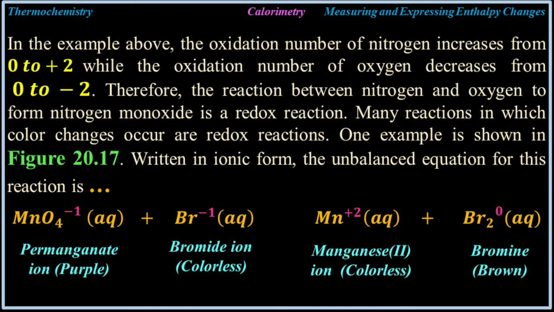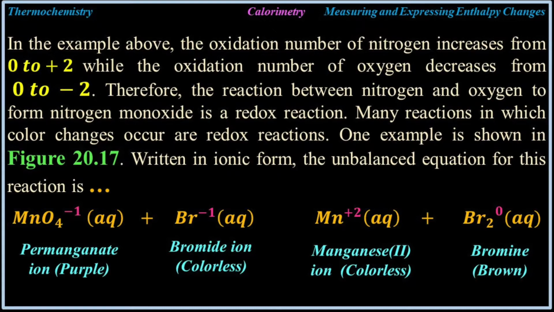In the example above, the oxidation number of nitrogen increases from 0 to +2, while the oxidation number of oxygen decreases from 0 to -2. Therefore, the reaction between nitrogen and oxygen to form nitrogen monoxide is a redox reaction. Many reactions in which color changes occur are redox reactions.